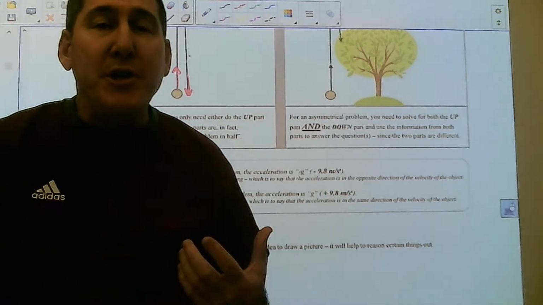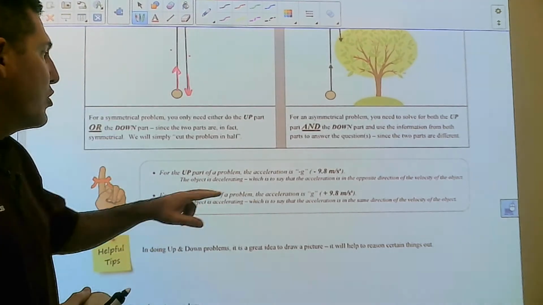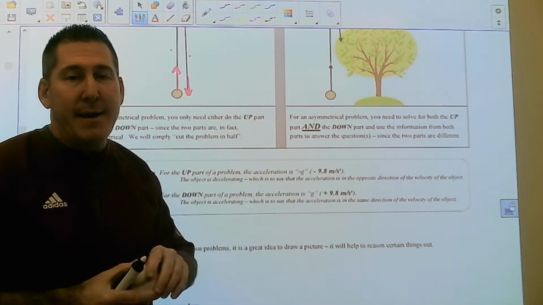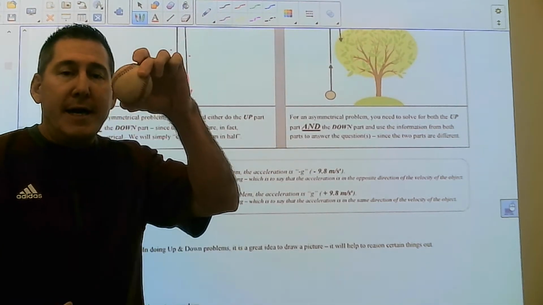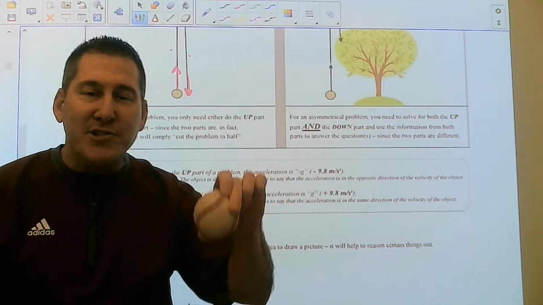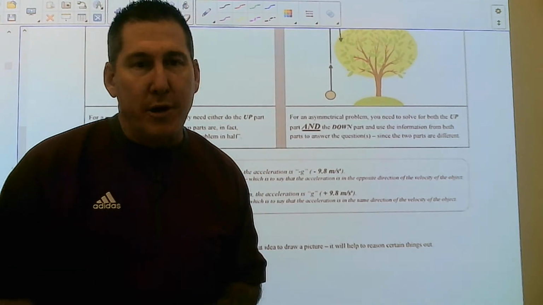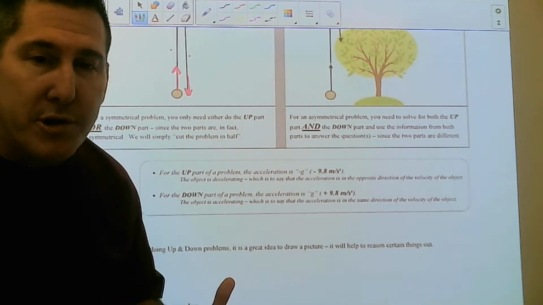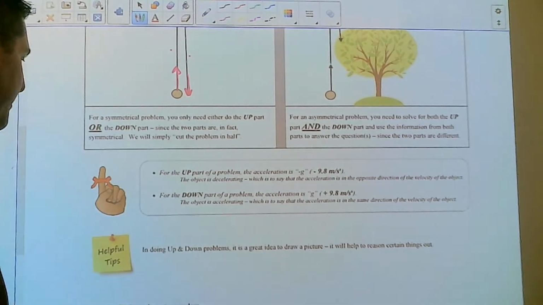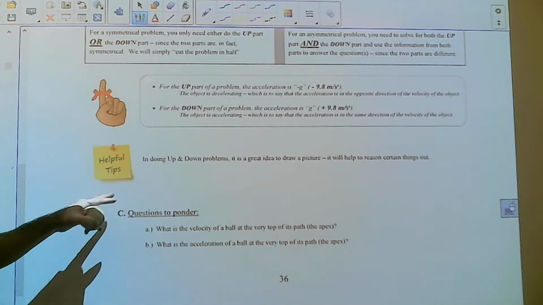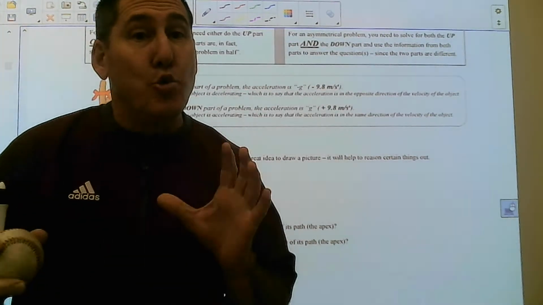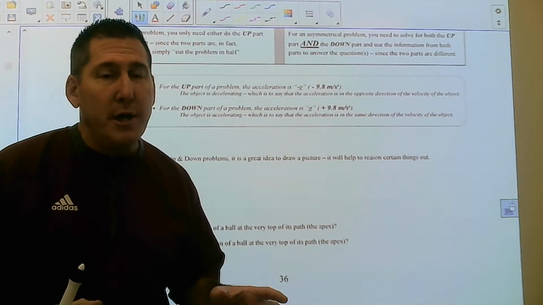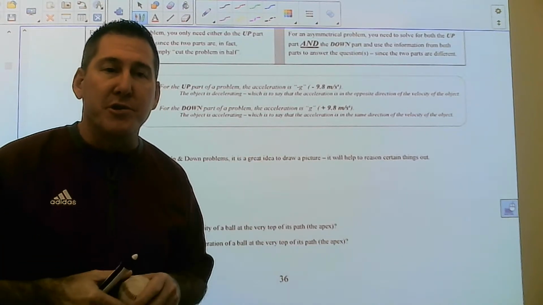So, if I do the up part, we're going to be decelerating at 9.8 meters per second squared. If I do the down part, we're going to be accelerating at 9.8 meters per second squared. Whether it's decelerating or accelerating, the acceleration is always going to be 9.8 meters per second squared. A helpful hint is drawing pictures. That's really important with the asymmetrical, but I'll even draw some generic little pictures with the symmetrical.